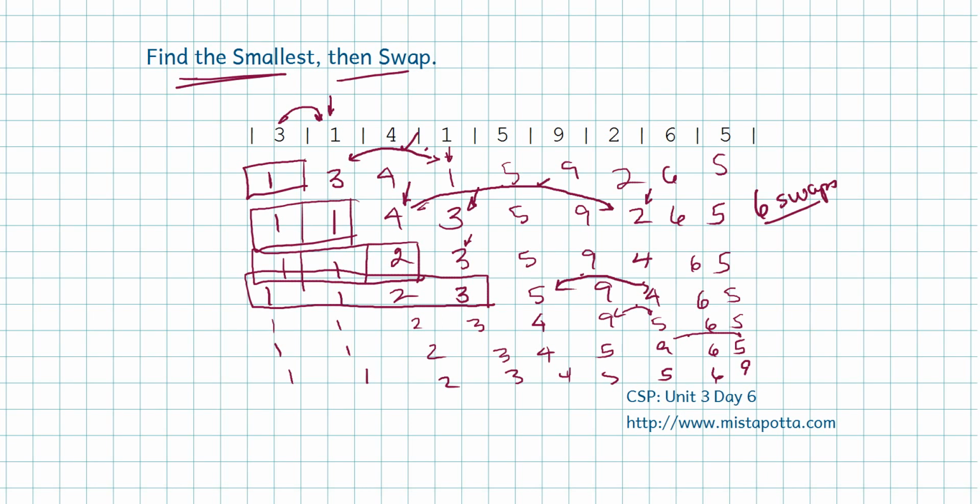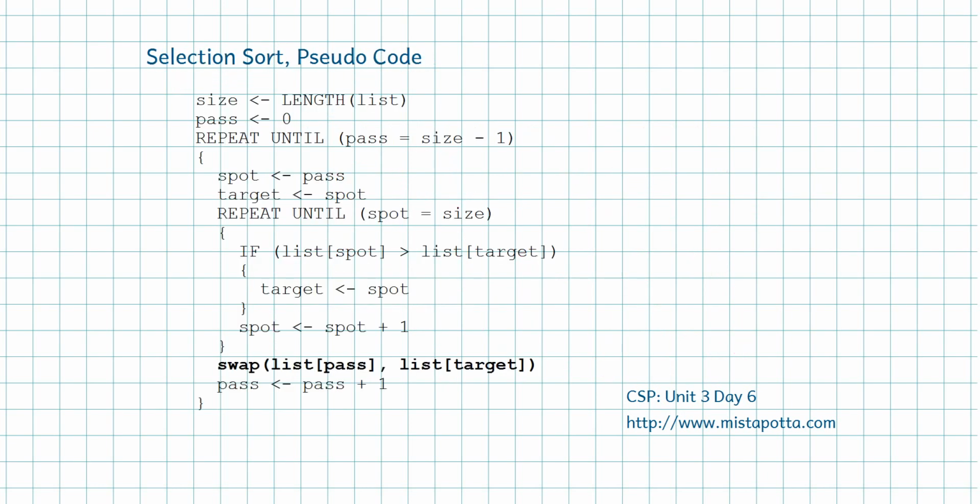So let's take a look at what this looks like from a pseudocode standpoint. I still have to keep track of the length of the list. I still have to start at 0. But what I'm going to do is keep track of my spot, and keep track of my target. And so what I do is I say, okay, if the spot that I'm looking at is bigger than the target, then that means that my target that I'm looking at is my new spot, and I need to keep upping the ante. And so I'm going to keep doing this. Actually, that should be less than.